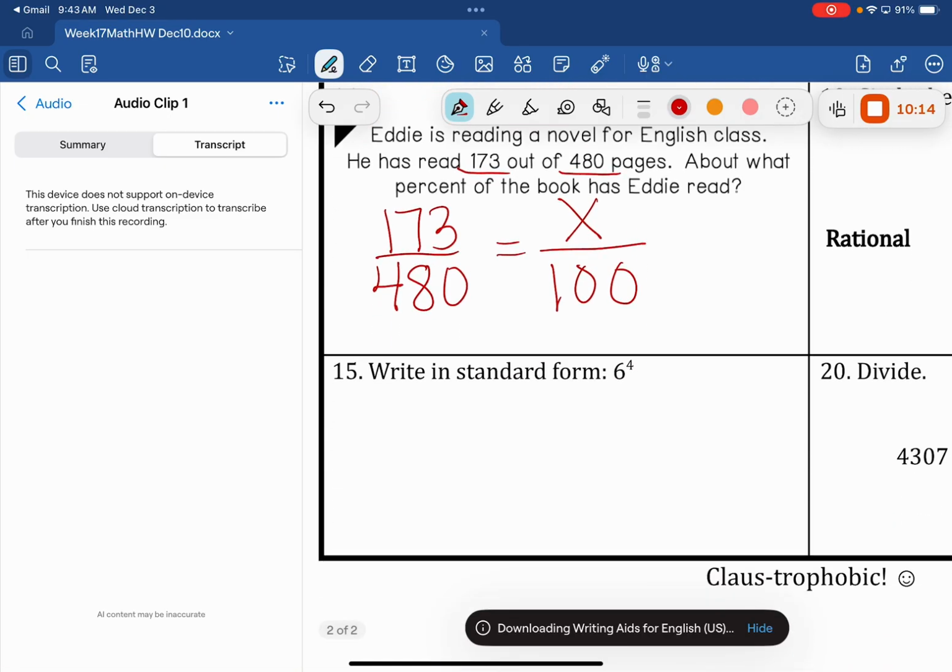Okay. Write this in standard form. Standard form means solve. So we have 6 times 6 times 6 times 6. You need to solve that.